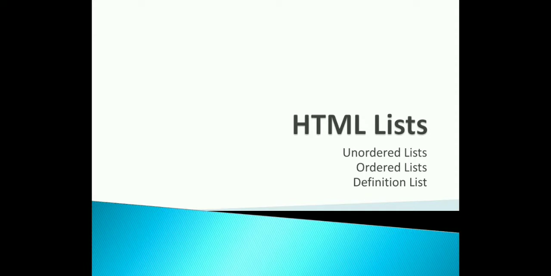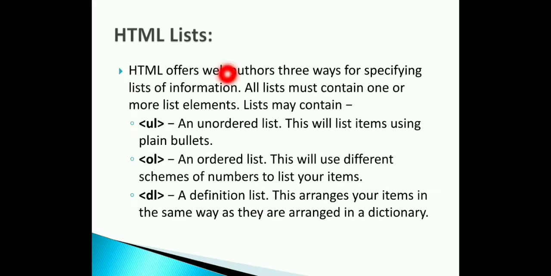So today's topic is HTML list. HTML list can be of three types: unordered, ordered, and the definition list. HTML offers us three ways for specifying lists of information. All lists must contain one or more list elements.